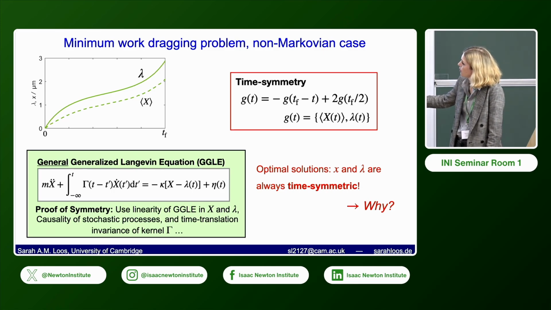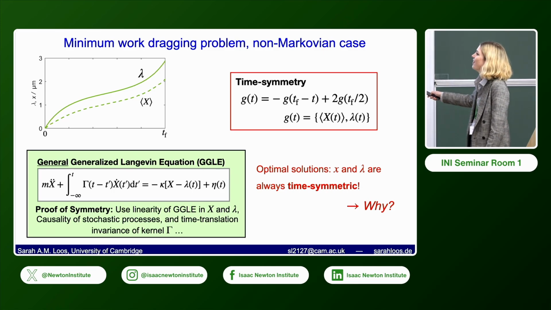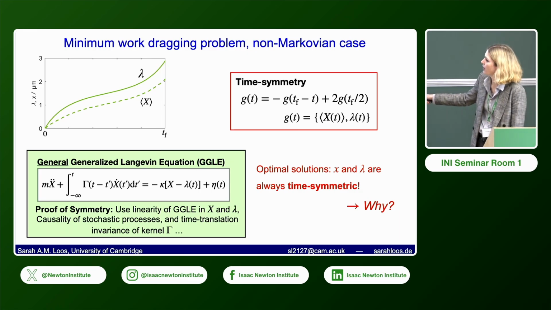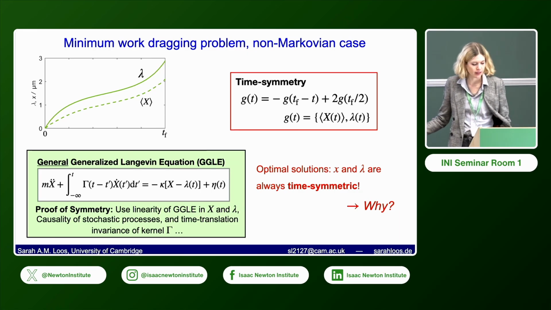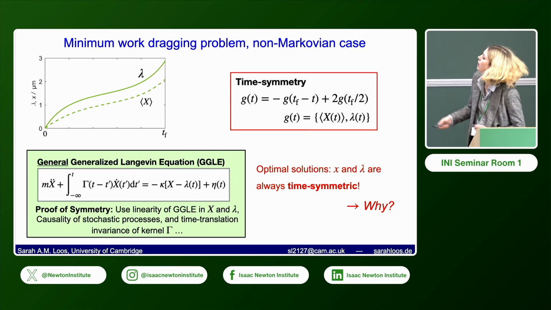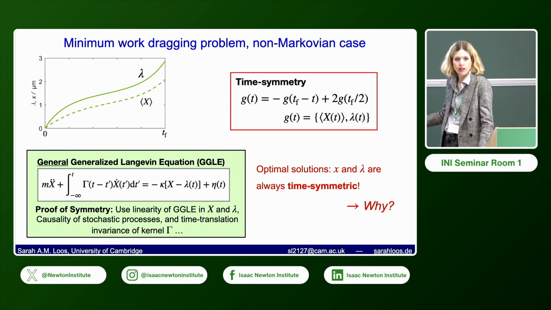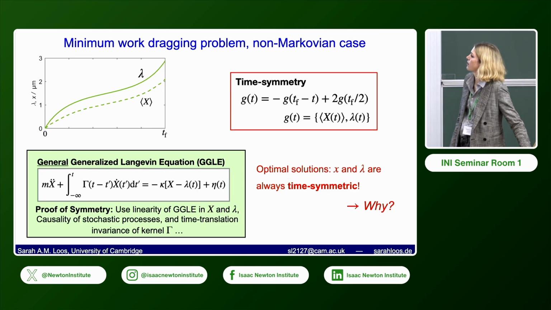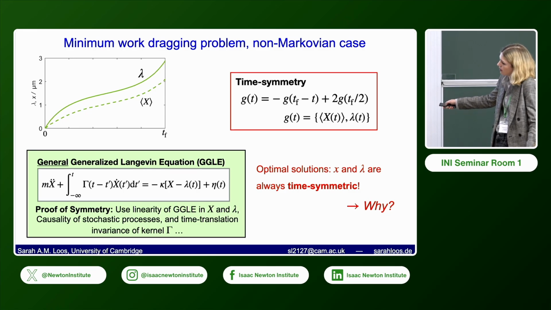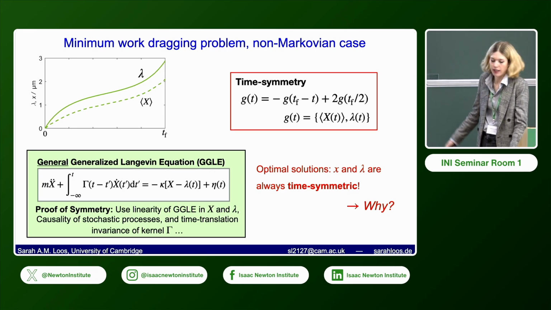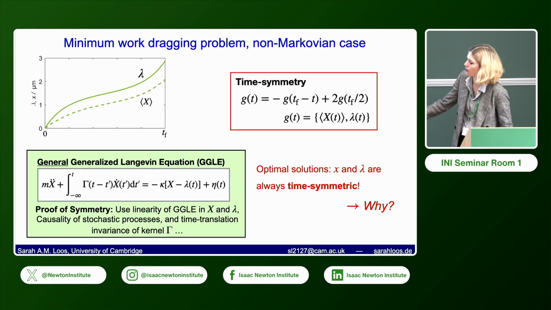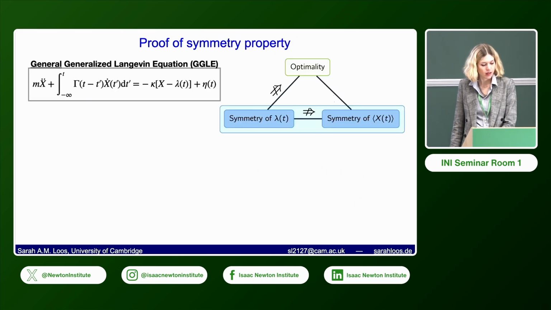And to do this, we started with a generalized Langevin equation. So we write down a linear Langevin equation where we keep the memory and the colored noise completely free, and we make no assumption on that. But we do assume that the memory kernel is time-translational invariant, meaning that your system is in a steady state. And then we also assume causality, but that's a very mild assumption. With that, we can actually prove this symmetry property. So let me tell you a little bit about that.